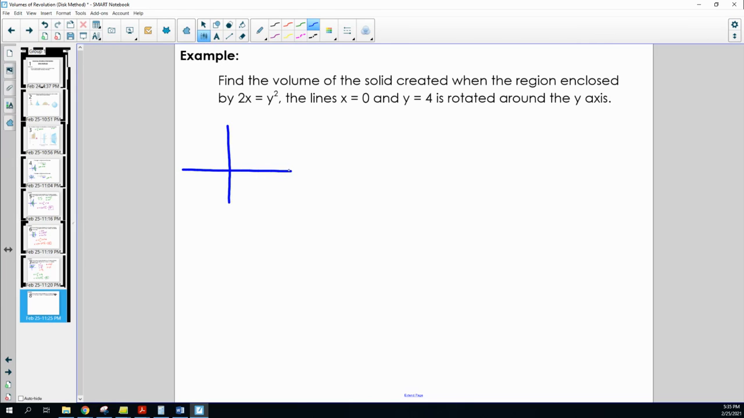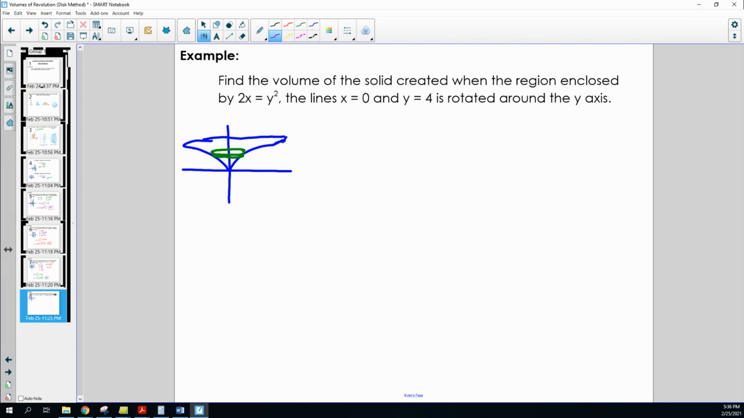Okay, so again, I'm going to sketch a little picture of this. If I were to, let's say, solve for y, I would have a square root function. So my graph looks something like this for this 2x equals y squared. It's going to look something like that. It's bounded by x equals 0, so it's bounded by the y-axis. It's bounded by y equals 4. Okay, and then it is rotated around the y-axis, so it's going to look something like that. Again, pretend it looks halfway decent. And our circles are going to be, again, horizontal because it's rotating it around the y-axis.